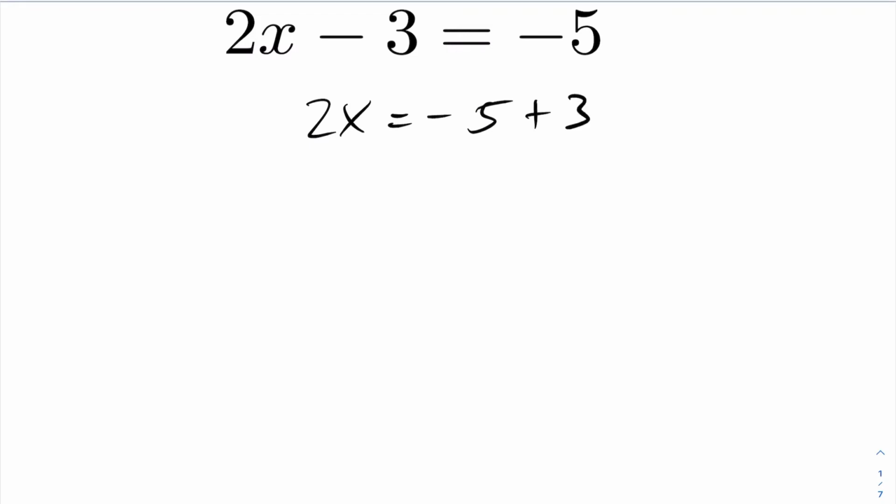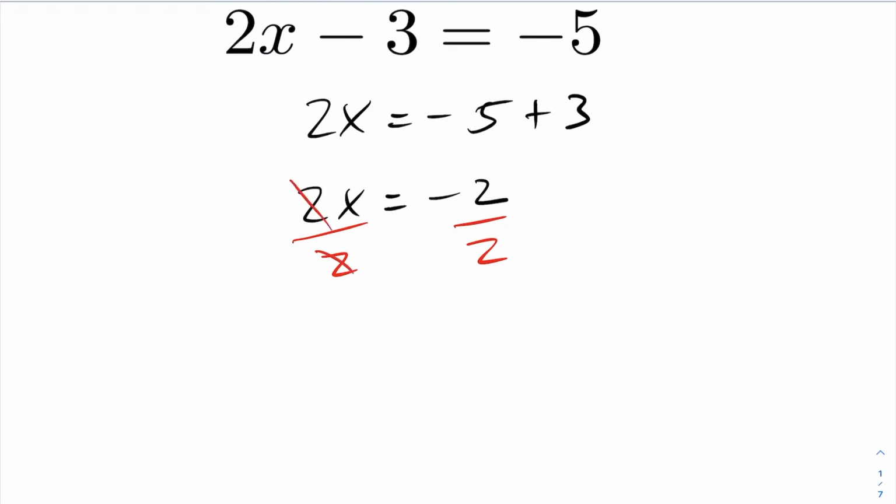We now simplify the right-hand side of the equation. Negative 5 plus 3 is negative 2. Now we're down to a one-step equation. We need to solve for x. That 2 is in the way. The operation between the 2 and the x is multiplication, so to undo multiplication, we do division. Divide across by 2, both sides of the equation.